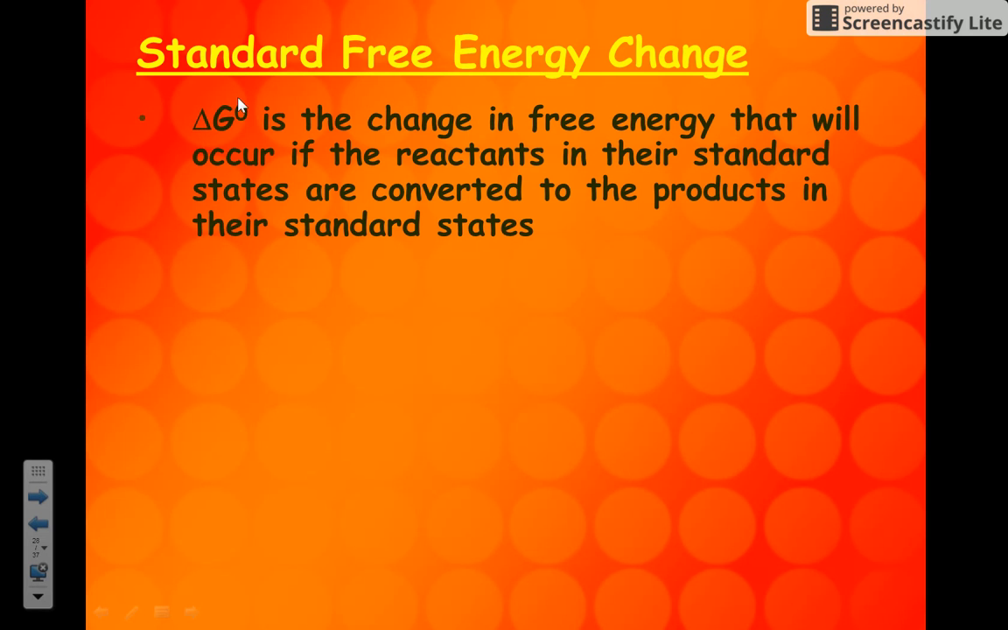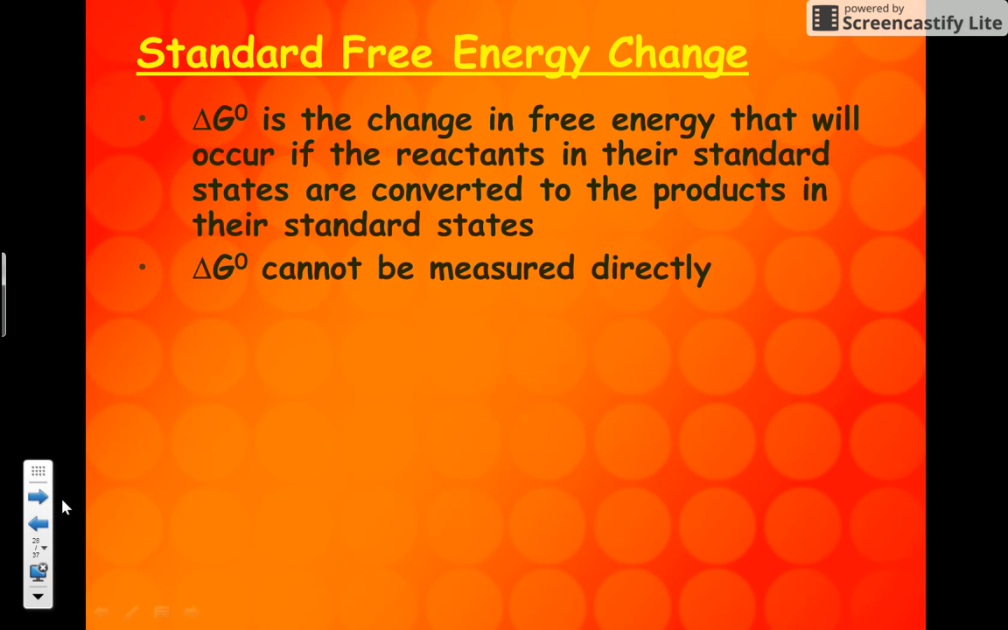Delta G, with a little zero up here, means standard free energy change. It is the change in free energy, the energy available to do useful work in the system. It's the change in free energy that will occur if the reactants in their standard states are converted to the products in their standard states. You cannot measure the standard free energy change directly, however.